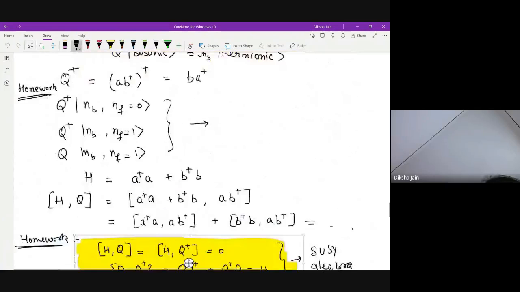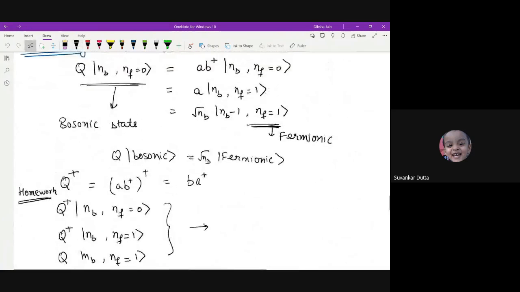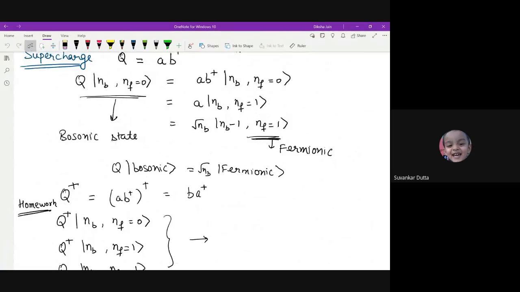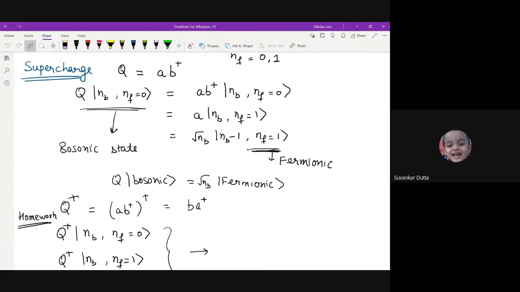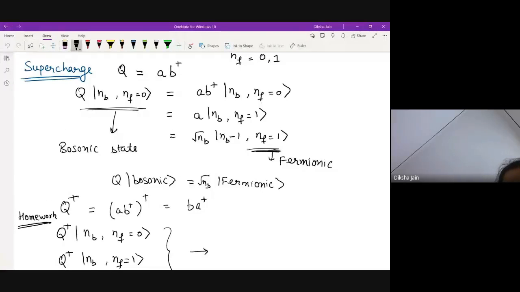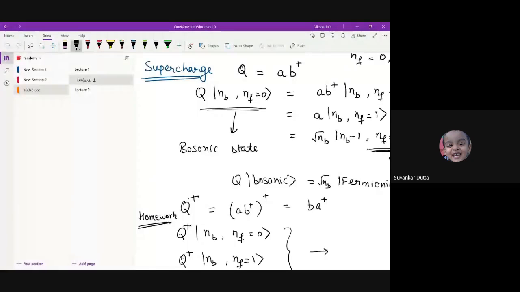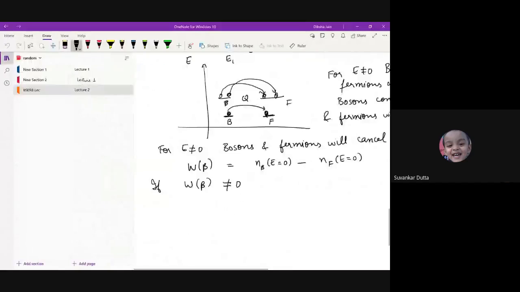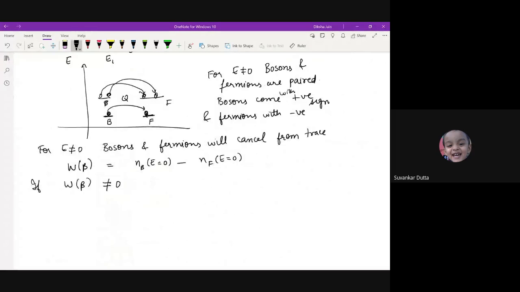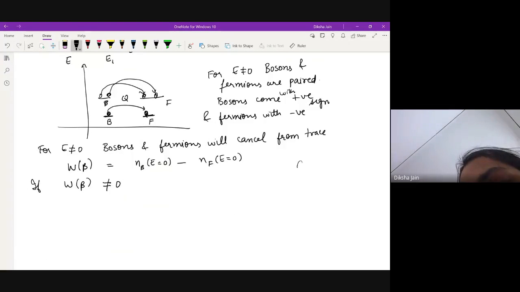So Q acting on that, the number of bosons is reduced by 1. Because Q has A, the annihilation operator of boson, and the creation operator of fermion, B dagger, and Q dagger is the opposite. It will be A dagger.